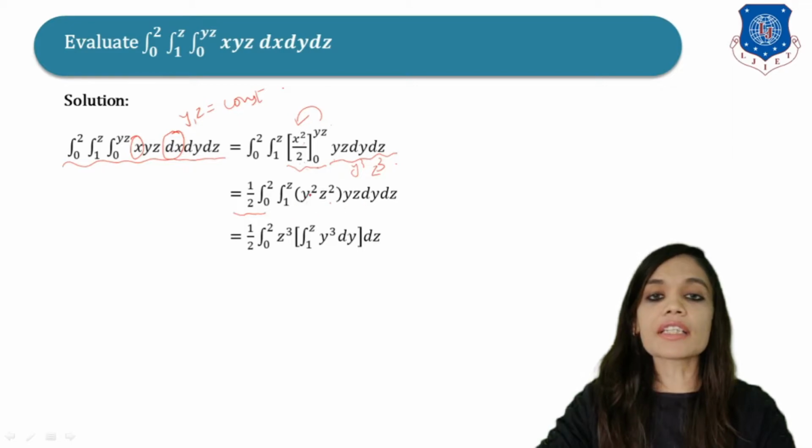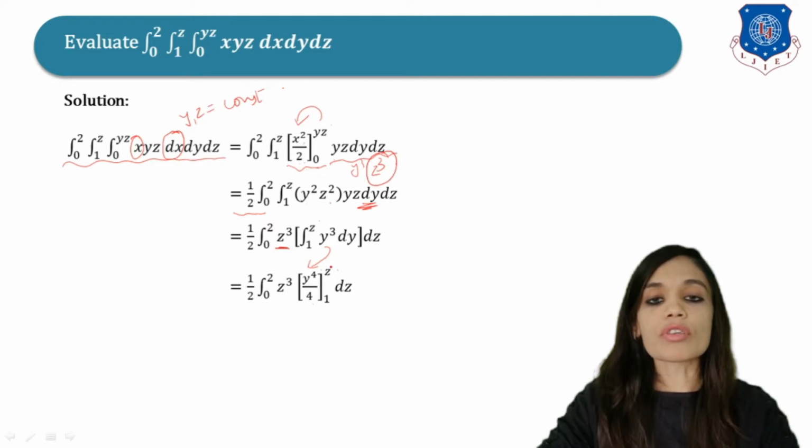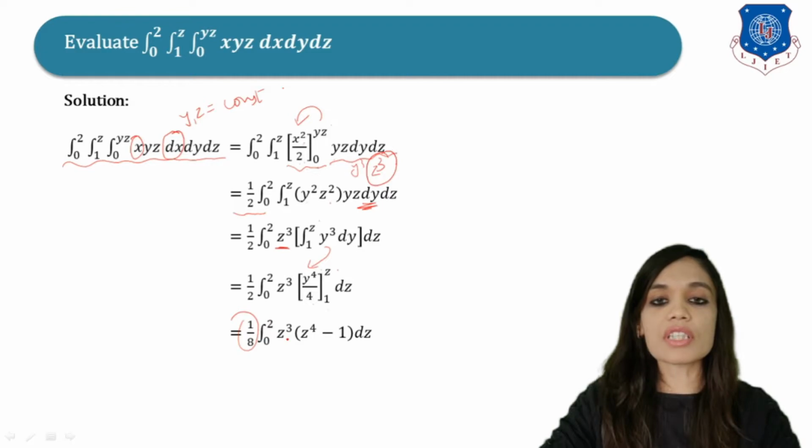Now we will integrate this with respect to y. We will keep z as constant. So we keep this z cube as it is and integrate y cube from 1 to z. On integrating, integration of y cube will be y raised to 4 upon 4, and your limits are 1 to z. Now let us put the limit in place of y and take this 4 outside. So we will get 1 upon 8, integration 0 to 2, z cube.